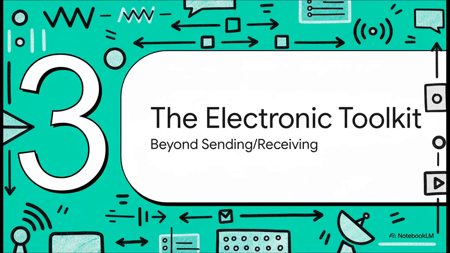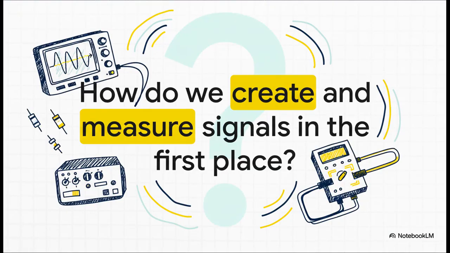Okay, so we've seen how these amazing communication systems work, from a simple letter all the way to a beam of light. But that brings up another question, right? How do engineers actually design, build, and fix this stuff? How do they even work with these invisible signals in the first place? Well, for that, we need to open up the electronic toolkit. And to answer that, we've got to dive into the world of electronic test instruments.